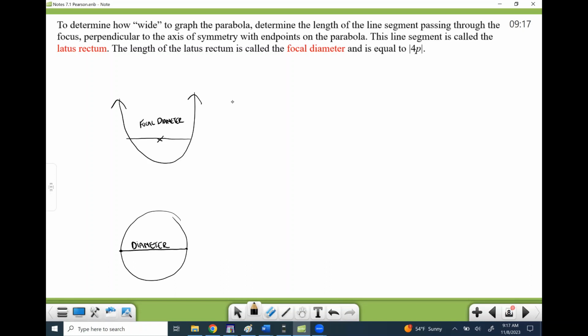So the focal diameter, whenever you have any kind of parabola in transformational form, it looks like this. One of the variables will always be squared, and the other one will not be squared. The number that's in front of the non-squared term is the 4p that they're talking about. You're just basically going to take the absolute value of that number. So that's going to be your focal diameter length.